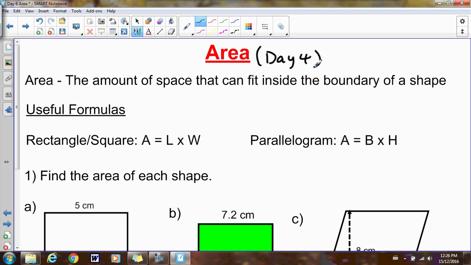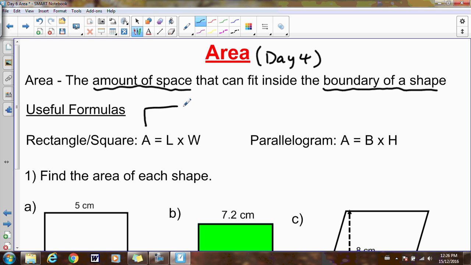Hi everyone, we're going to learn about area today, and this is day 4 of your booklet. So the area is basically the amount of space that can fit inside the boundary of a shape. And there are two different kinds of shapes that we're going to learn today.